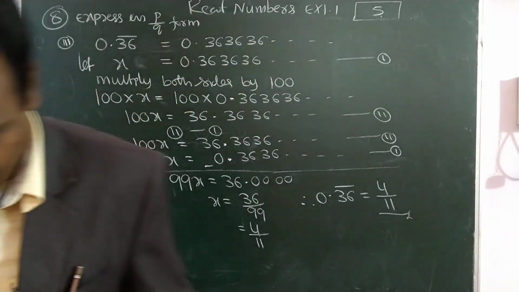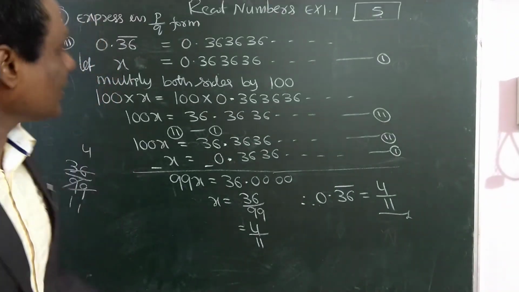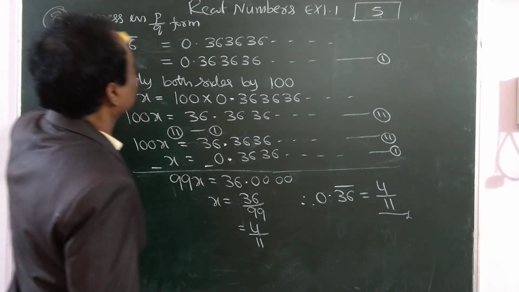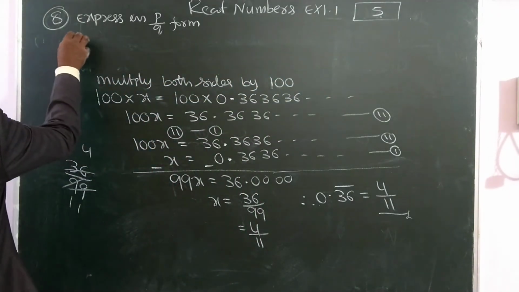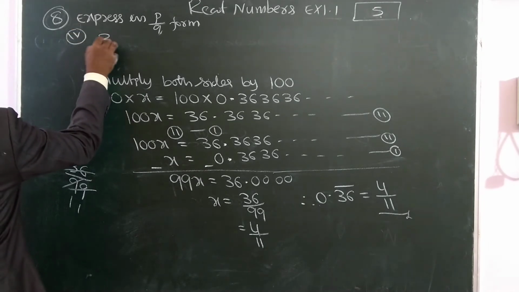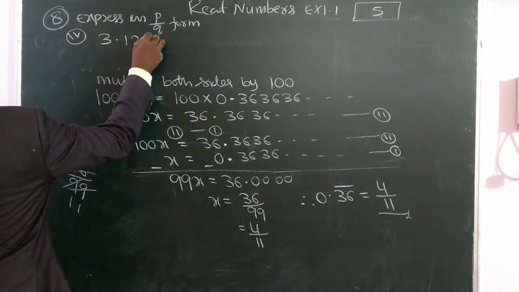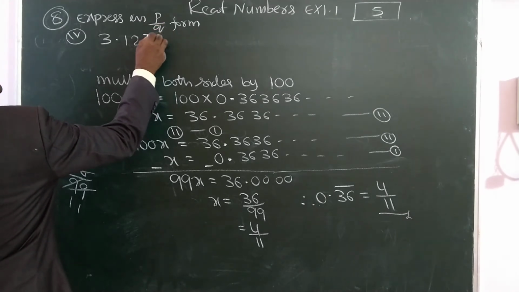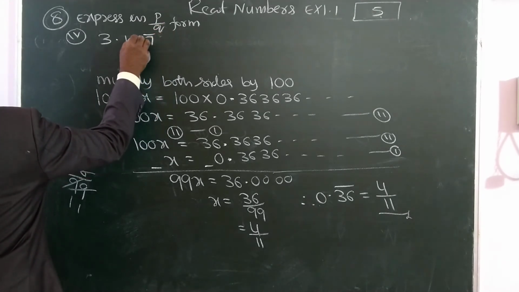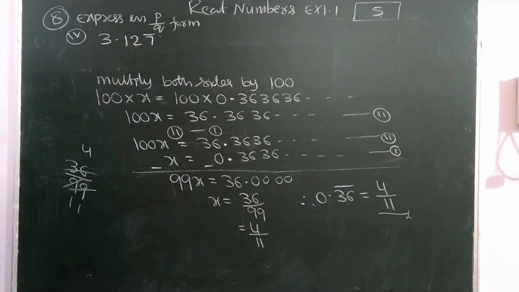Students, we have one last problem, 3.127 bar, that also we will do. The bar is for 7. Try this.